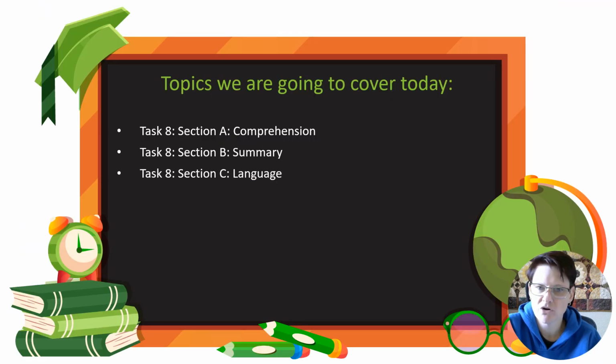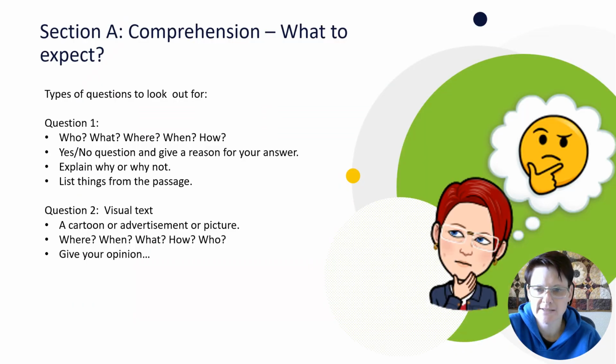Right, so the topic we are covering today is, as we already said, Task 8 of the June exam. Task 8 consists of 3 sections. You've got your Section A, which is your comprehension, your Section B, which is your summary, and Section C, which is the language. Right, now let's take a look at Section A. Section A is your comprehension. So what can you expect from the comprehension part of your paper?